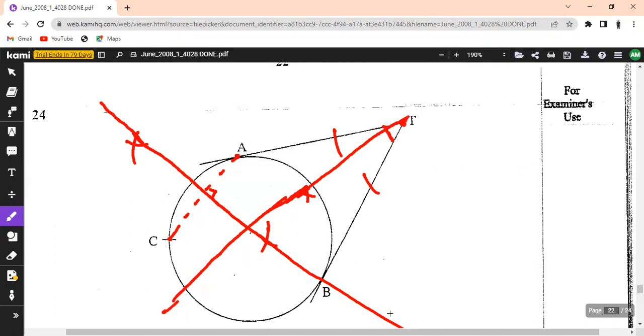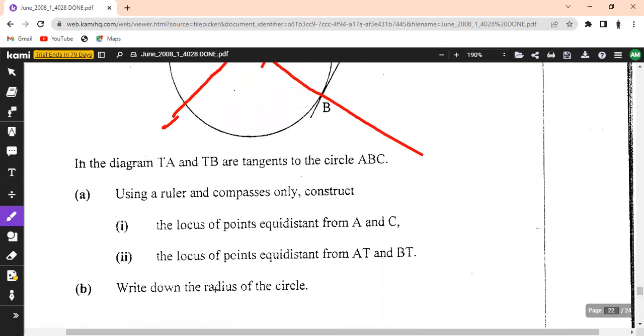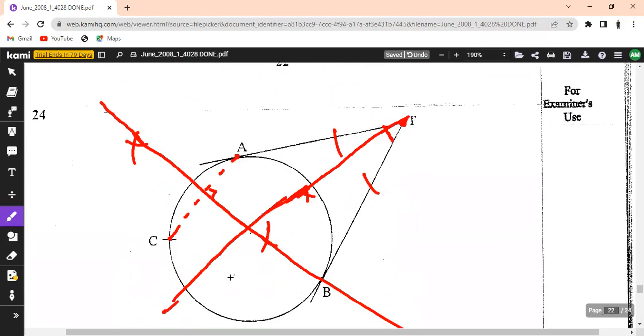I'm just making a sketch, guys, as you can see. Then write down the radius of the circle. The radius of the circle, you are going to measure it. These two points are going to meet at one point like this, okay? Then you just measure from that point to any point on the circumference. It can be here, it can be here, as long as it is from this center, that becomes your radius.